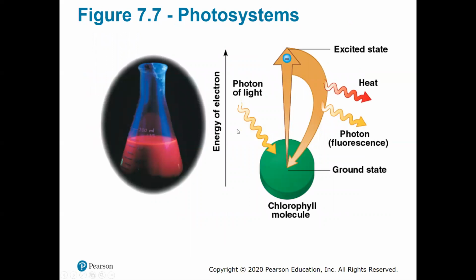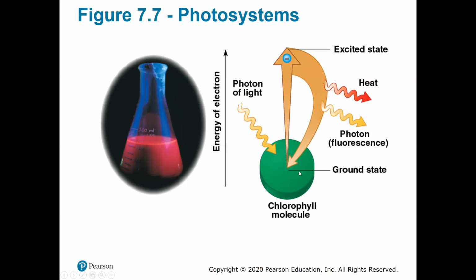So this is just to explain how a photosystem works. You have sunlight, a photon of light, that will hit a chlorophyll molecule. And when it hits that molecule, the energy from the photon is going to be transferred into the electron.